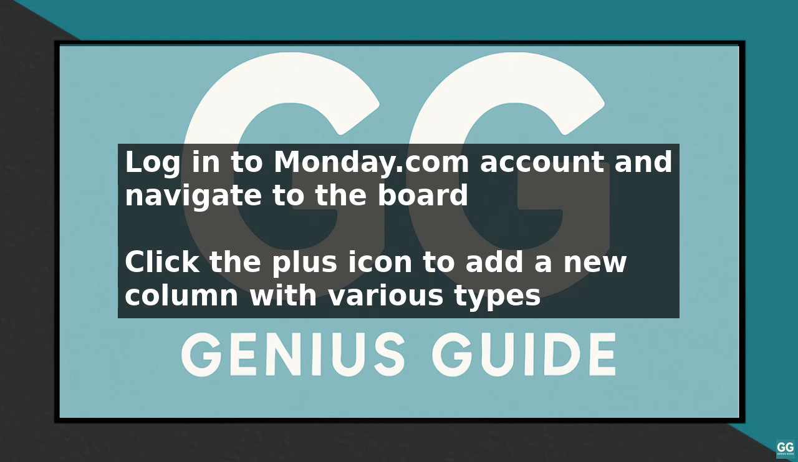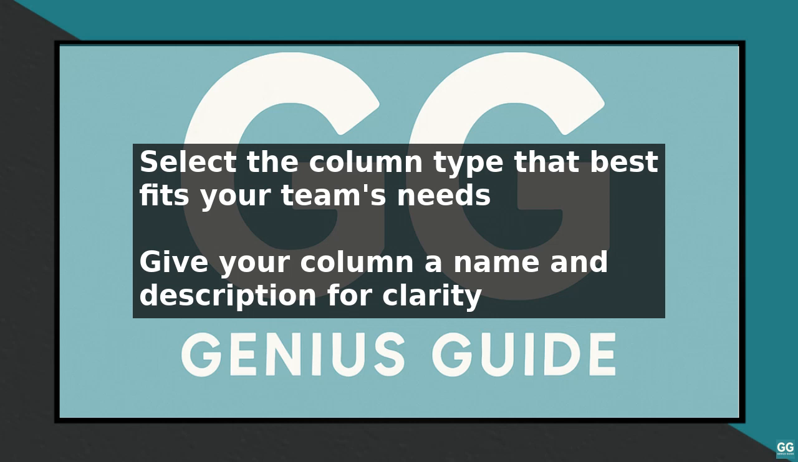A drop-down menu will appear with various column types to choose from, including text, date, people, and more. Select the column type that best fits your needs. Next, give your column a name and description. This will help you and your team understand the purpose of the column and what information it should contain.